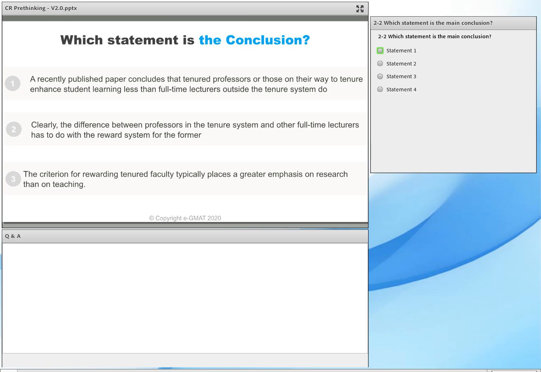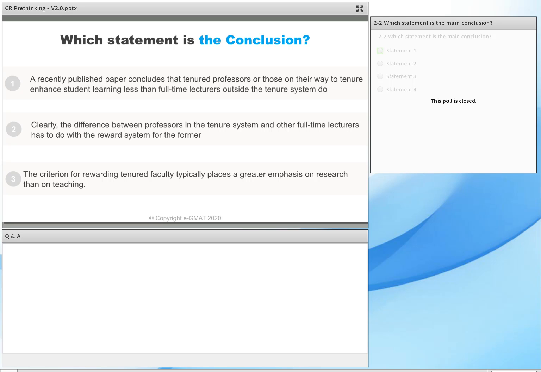I want to see at least 100 responses, guys. I have close to 100 responses, or upwards of 110 responses. That's great. Which statement is the main conclusion? 3, 2, and 1. Let me end the poll.